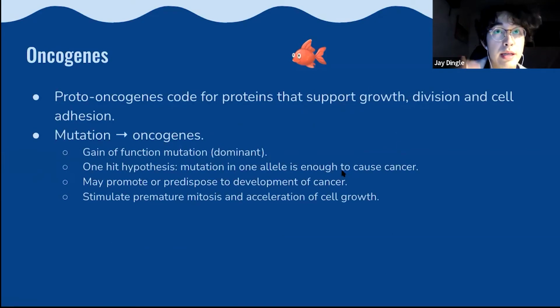So oncogenes. Proto-oncogenes code for proteins that support growth, division, and cell adhesion. So these are good. A mutated proto-oncogene is then called an oncogene. This is a gain of function mutation, which is dominant. Really important here that you remember this, it's a one-hit hypothesis. A mutation in one allele is enough to cause cancer, and it may promote or predispose you to cancer development, and it stimulates premature mitosis and acceleration of cell growth. So key takeaway, it's gain of function and one-hit hypothesis. This is a fairly high yield question you'll get.